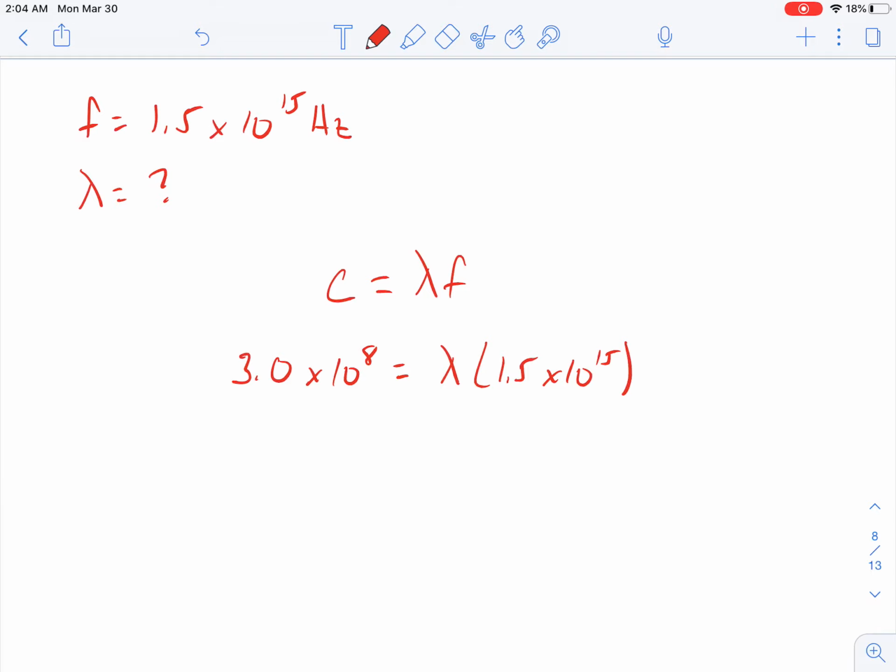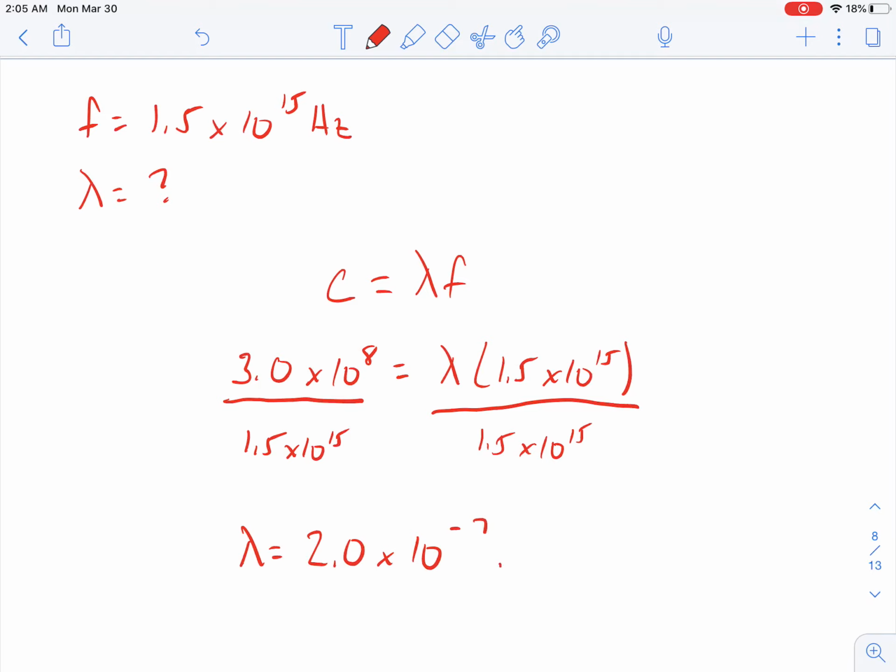So all we have to do is isolate our variable lambda. You can do that by dividing both sides by 1.5 times 10 to the 15th. What we can do is solve for our lambda, which is going to be equal to 2.0 times 10 to the negative 7th meters. So again, all we're doing is applying that equation of c is equal to lambda f to figure out what our wavelength is.